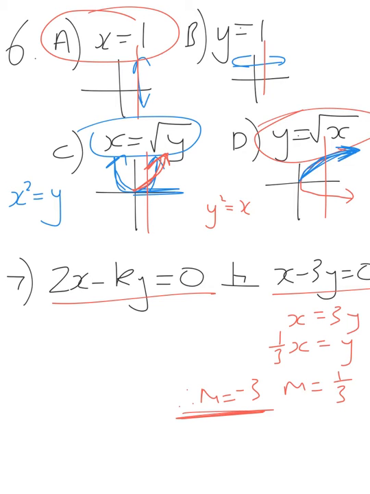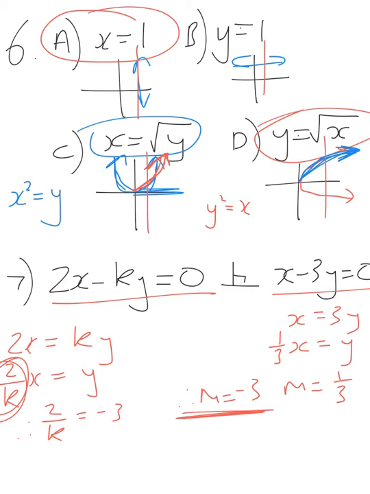So let's put it in y equals mx plus b. So add ky to both sides. So we get 2x equals ky. Divide by k, we get 2 over k x equals y. Therefore, 2 over k, which is the gradient, must equal this gradient. Let's times by k both sides. And now let's divide by negative 3. So we get k equals negative 2/3, which is B.